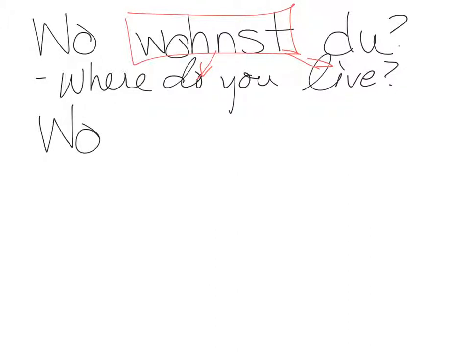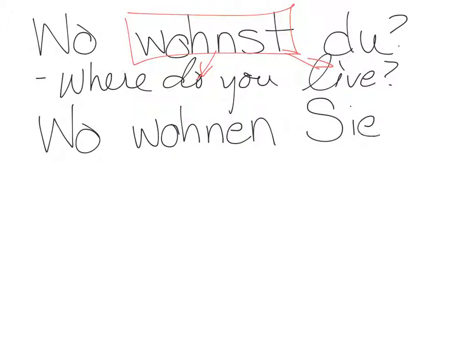Still the same question word. Now what? Wohnen. Good. Why is it wohnen? Because it's with the formal, which is Sie. Yep, the formal Sie. Is it big S or little s? Big S. Yep. So make sure you know it's pretty big. Okay. So wo wohnen Sie? It's another way to ask where do you live, but this time formal.